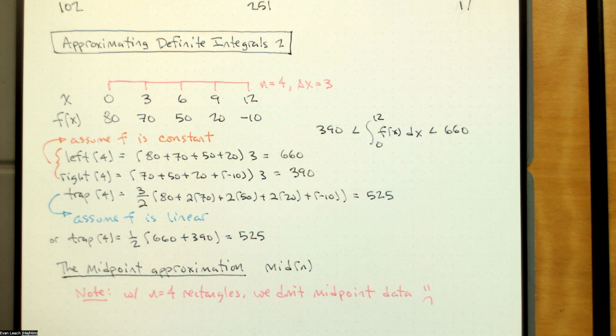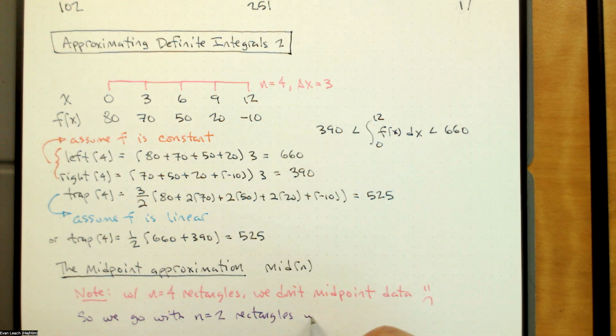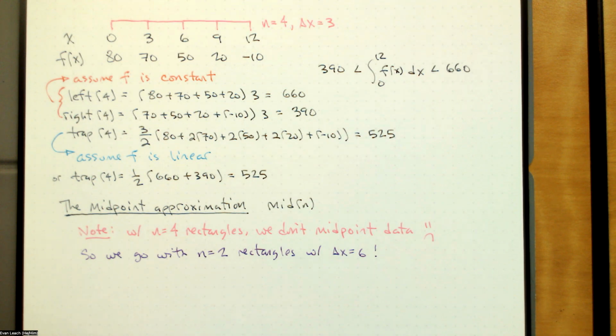And you're making stuff up, which is bad. So here's what we're going to do. We're going to reduce the number of rectangles to 2. That's going to increase our delta x to 6, but it's going to give us a midpoint. Not 6 factorial, just 6 exclamation point, because we're surprised that we're reducing the number of rectangles and we should be using an infinite number of rectangles.